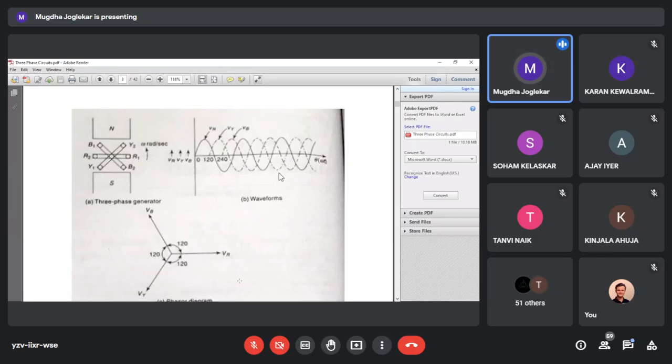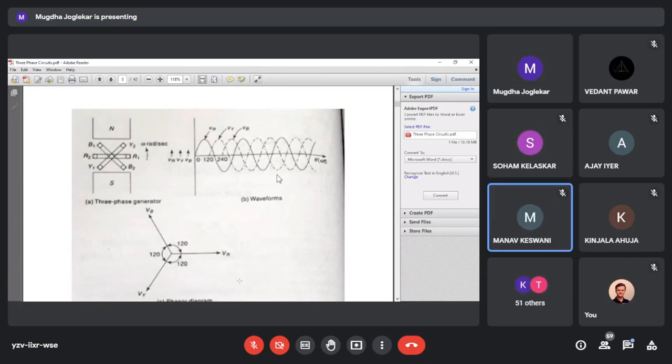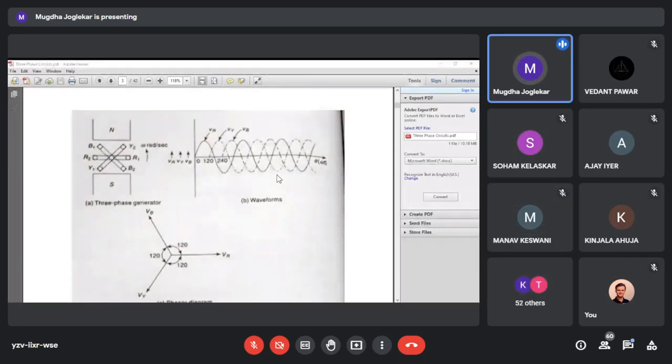Is that clear, everybody? Yes or no? Yes. What about others? Have you understood three phase generation, or do you have any query? Yes or no?